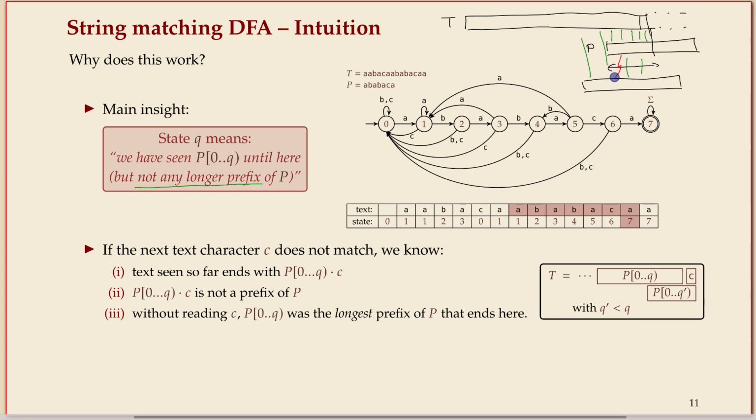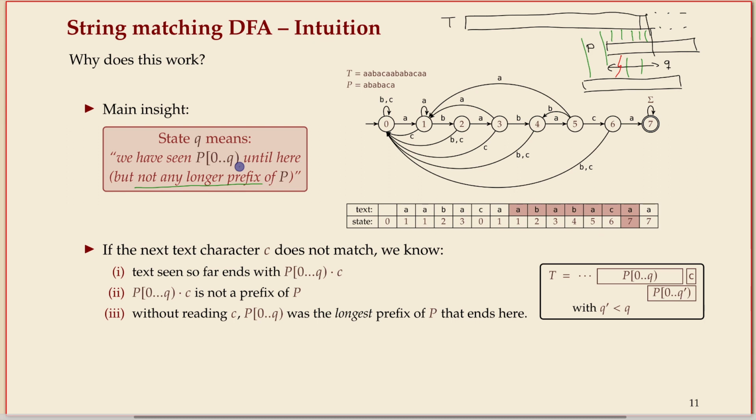You have a character that doesn't match. If you're in state Q, it means the length of this thing is Q. And whenever you shift the pattern further inwards to the text, giving you more matched characters, something goes wrong at some point. One of the characters is mismatched. Okay, so we've seen the prefix of the pattern, and that's the longest we've seen so far.